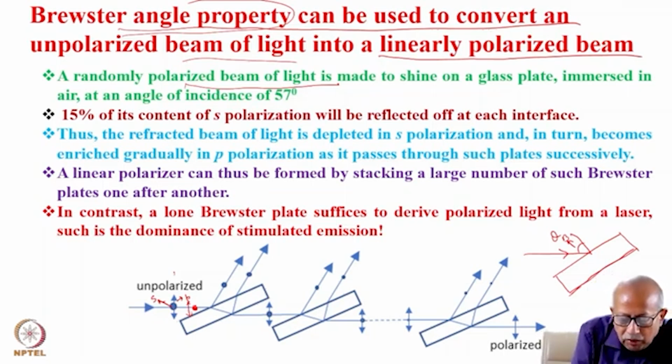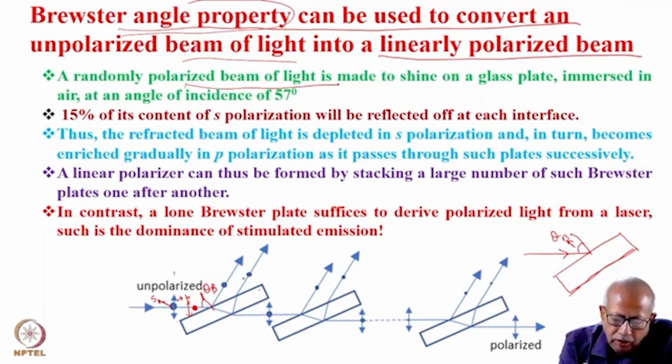Now, if this unpolarized light shines on a Brewster plate, a glass plate, where it is incident at the Brewster angle, theta b, P polarization cannot be reflected. So only 15% of the S polarization, if it were 100, is reflected as S polarization. And the entire P polarization is refracted.